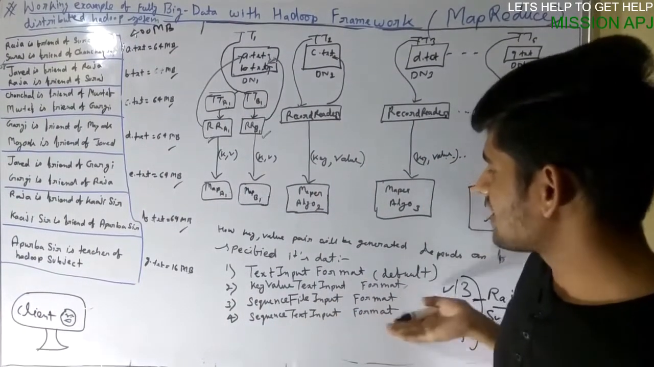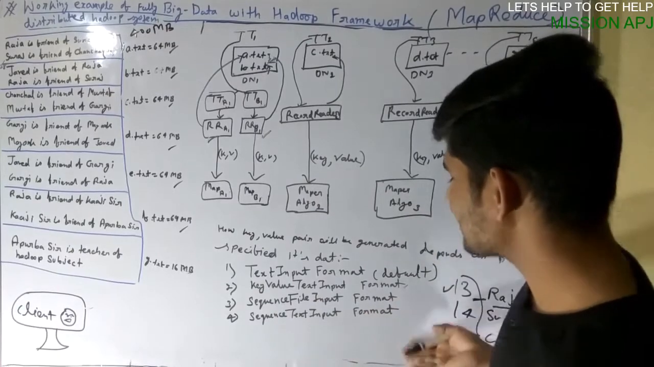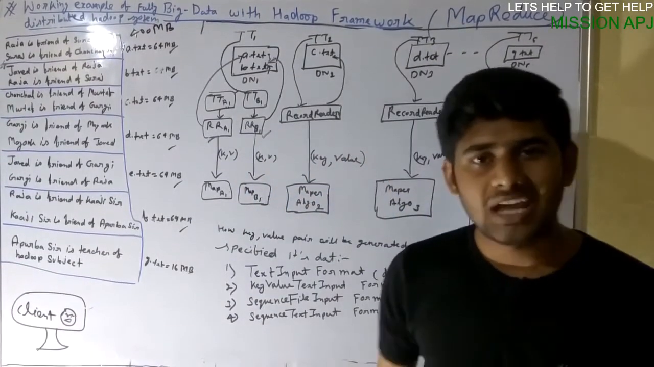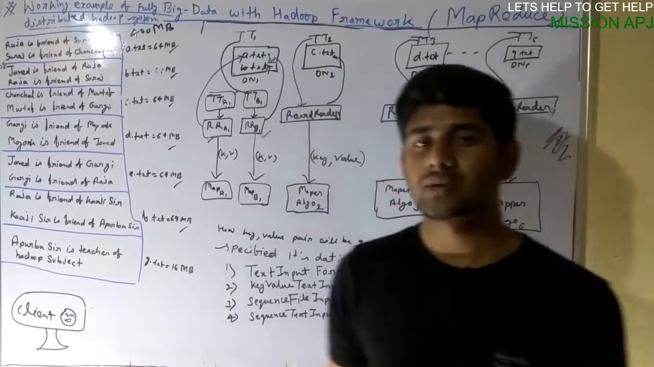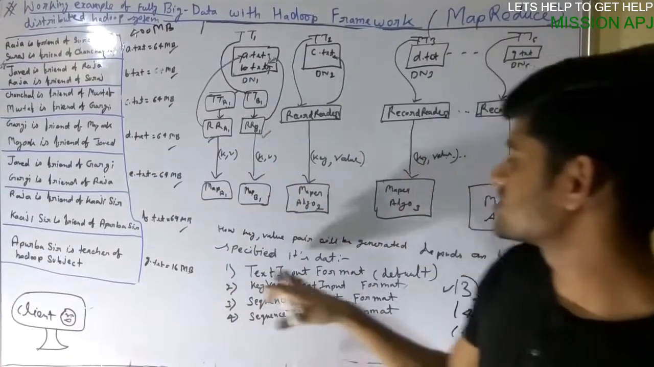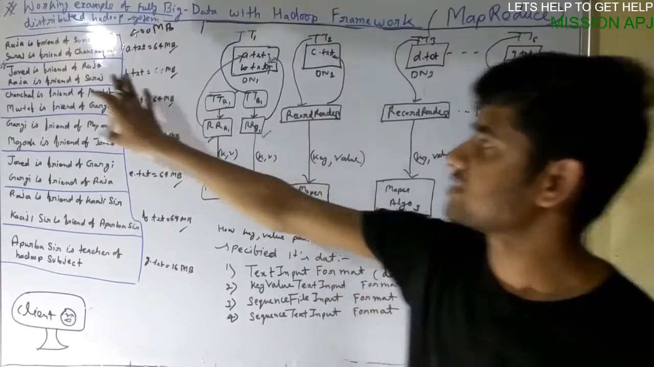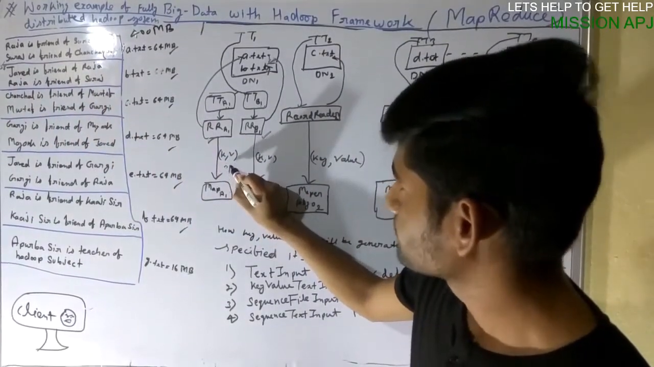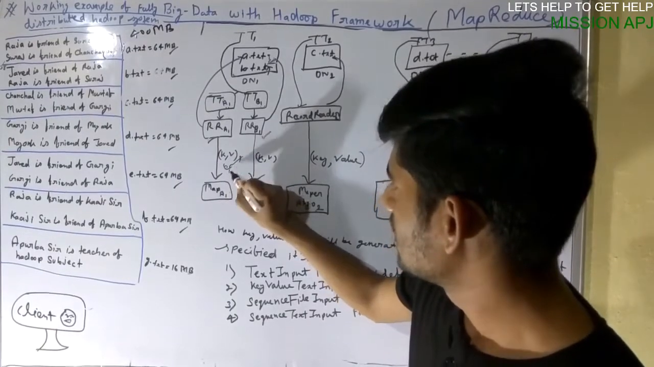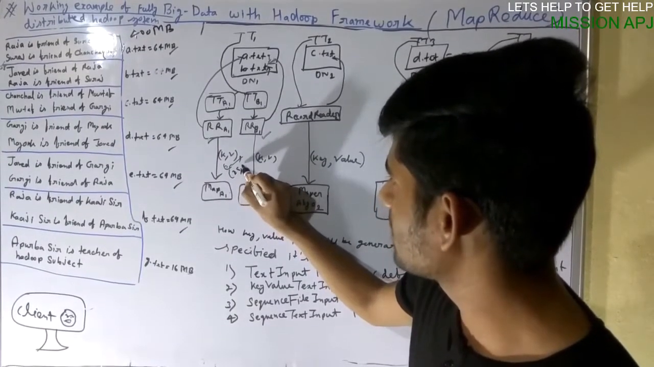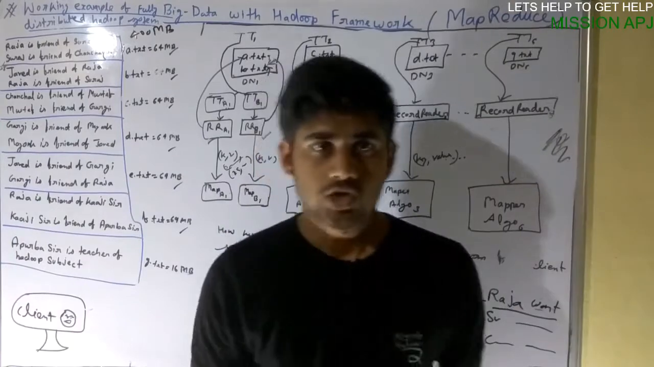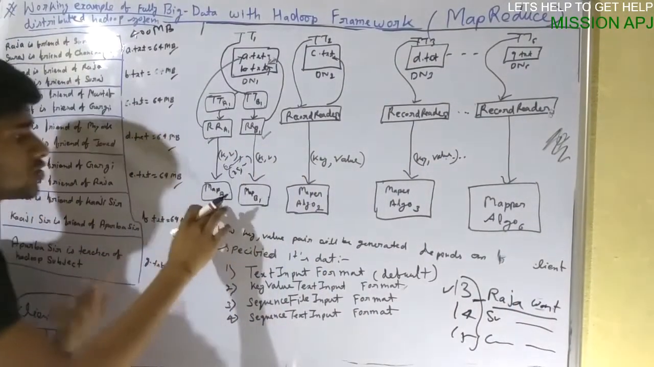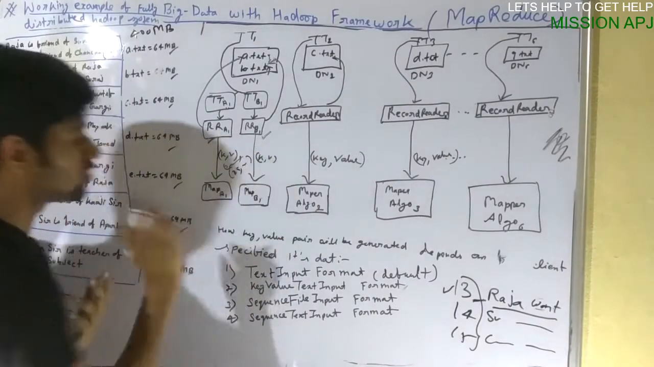The rest of the sequence file input format and sequence text input format will also generate key comma value pairs in a different fashion. We will not bother about that. We will just first understand this text input format. Suppose our data has been generated and the key comma value is like 0 comma the whole value, and the second is 245 comma the whole value of the second line. This whole value will be fed to the mapper, map process A1.